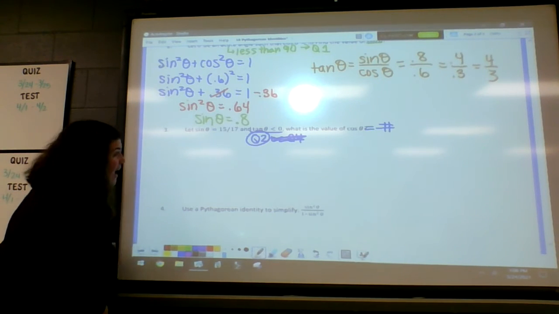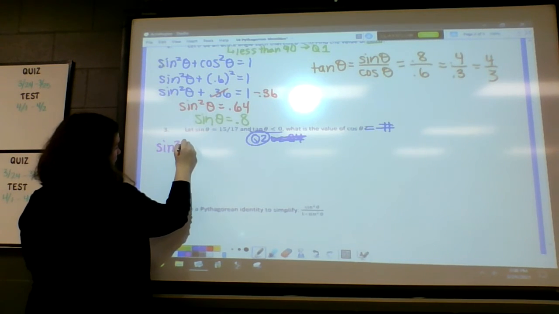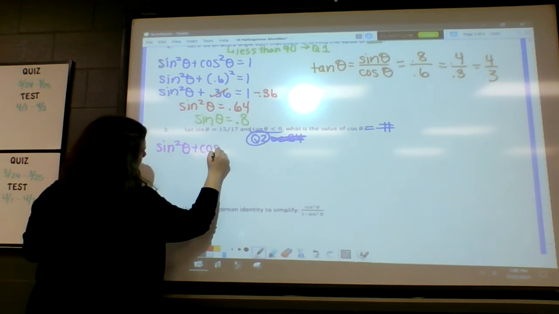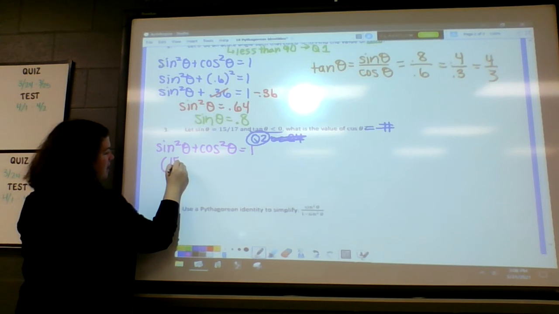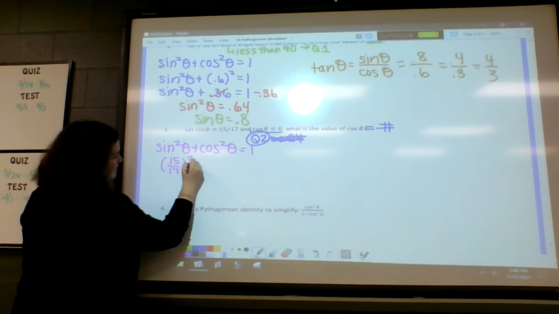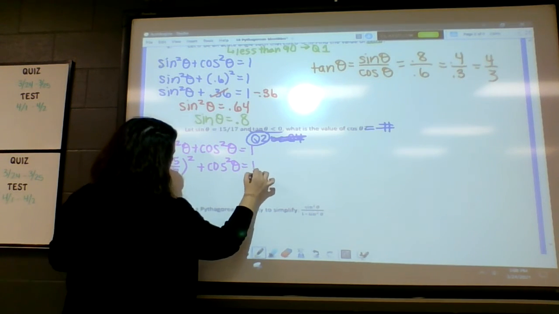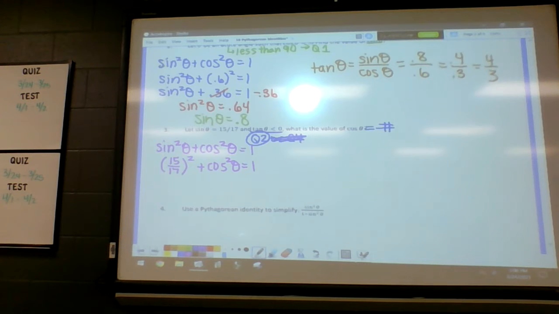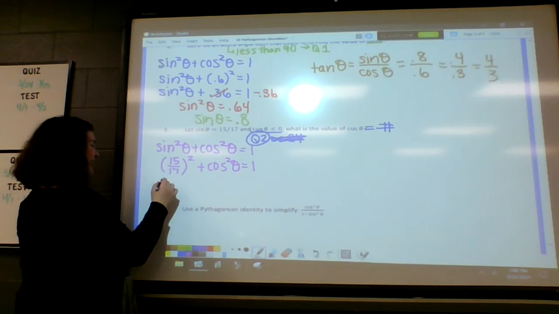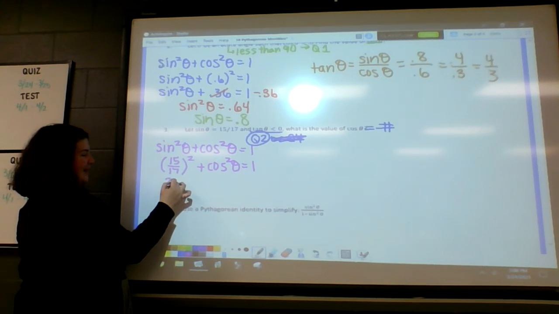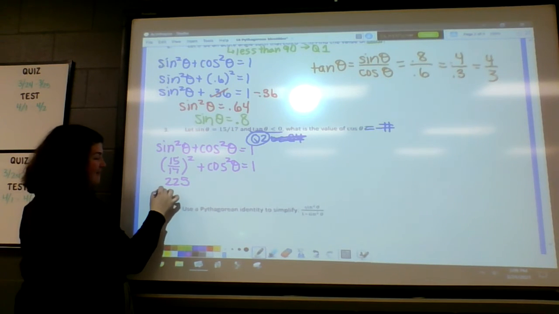All right, I have sine, looking for cosine, so we're going to use that exact same identity: sine squared theta plus cosine squared theta equals 1. Sine is 15 over 17, so we'll put that in there, and we have to square it. So 15 squared over 17 squared. What is 15 squared? If I remember correctly, it was 225. Yep.